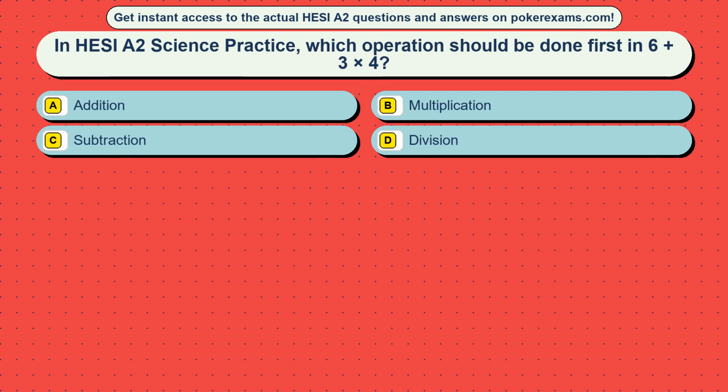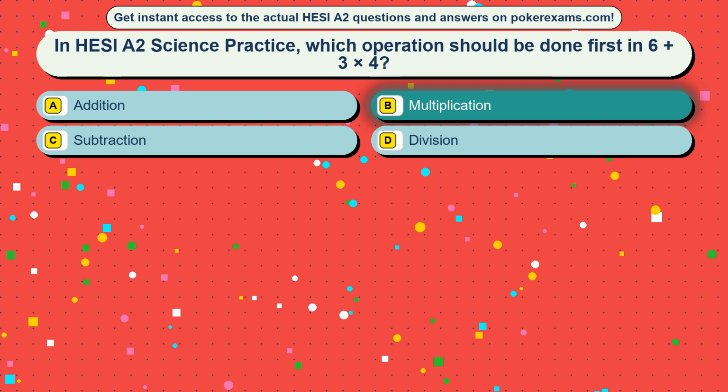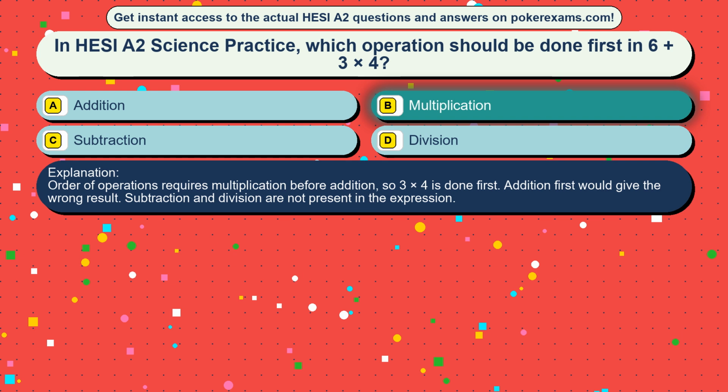Question 33. In HESI A2 Science Practice, which operation should be done first in 6 plus 3 times 4? Option A, addition. Option B, multiplication. Option C, subtraction. Option D, division. The correct answer is option B, multiplication. Order of operations requires multiplication before addition, so 3 times 4 is done first. Addition first would give the wrong result. Subtraction and division are not present in the expression.